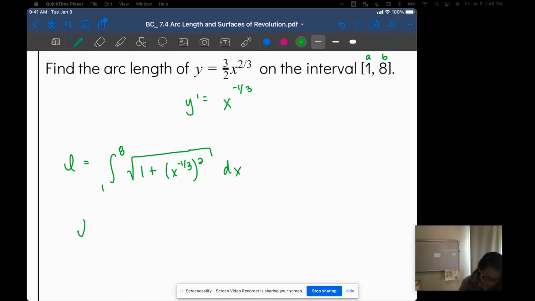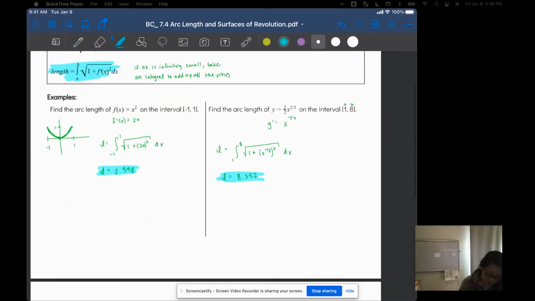All right, calculator, 8.352. The arc length is equal to 8.352. All right, that's arc length.